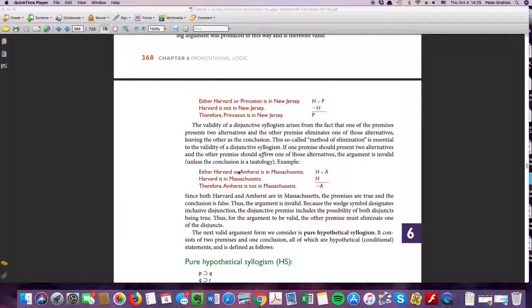Okay, so here's the example. Either Harvard or Amherst is in Massachusetts. Harvard is in Massachusetts. Therefore, Amherst is not in Massachusetts. That does not have the argument form that's up here. See, notice this is a not H, therefore P. This should be a not H, therefore A. Okay? And that's a valid argument form. The argument is invalid here, but it's not a sound one because Amherst is in there.